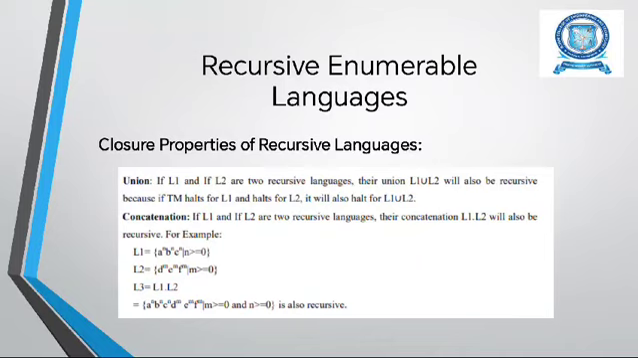For example, L1 is equal to a power n, b power n, c power n, where n is greater than or equal to 0, as well as L2 is equal to d power m, e power m, f power m, where m is greater than or equal to 0. Automatically L3 is equal to L1 concatenation L2. So it's also a recursive language.